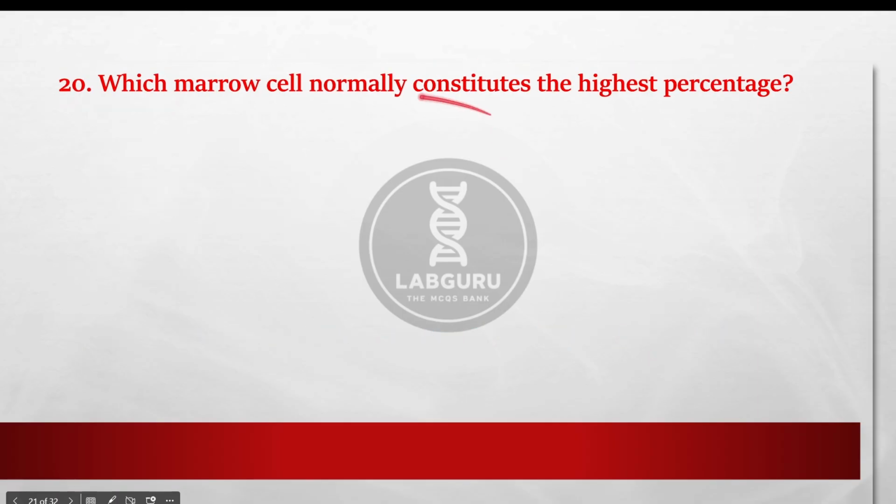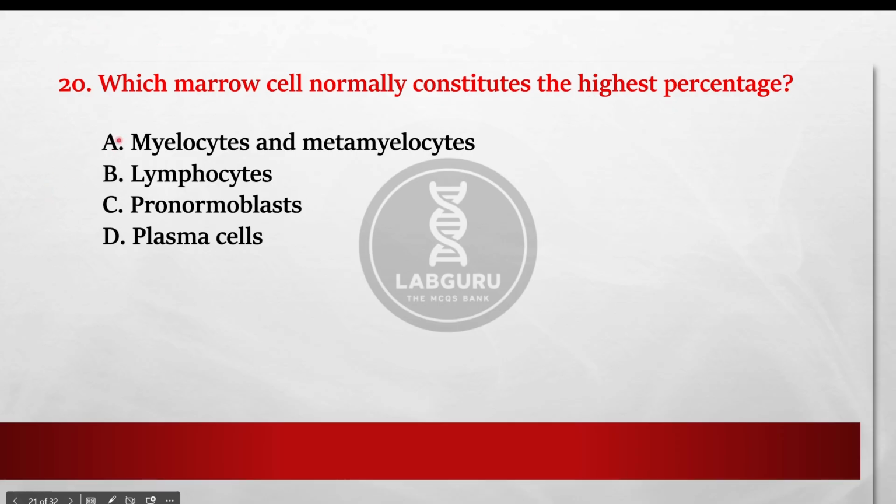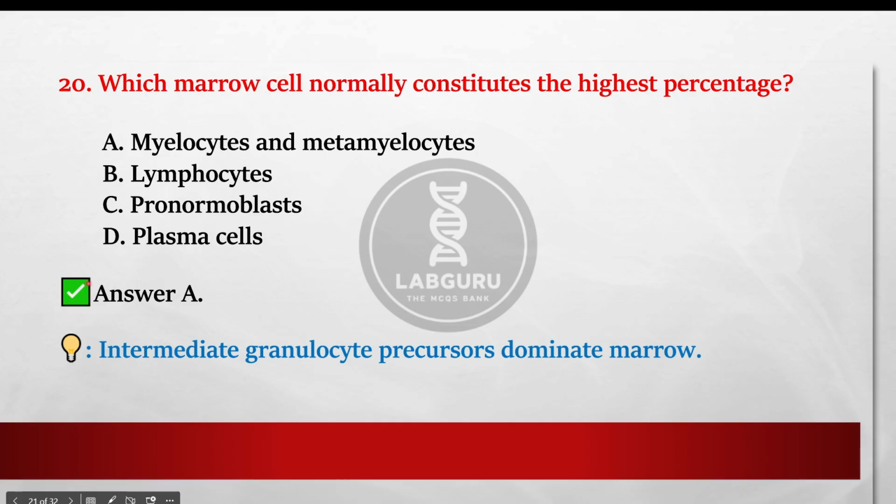Question number 20. Which marrow cell normally constitutes the highest percentage? Here the options are option A myelocytes and metamyelocytes, option B lymphocytes, option C pronormoblast, and option D plasma cells. So here the right answer is option A, that is myelocytes and metamyelocytes constitute the highest percentage. Intermediate granulocyte precursors dominate marrow. Okay, these are the intermediate granulocytes.